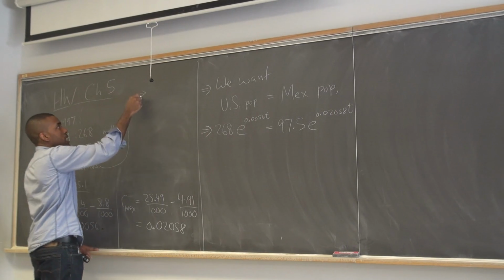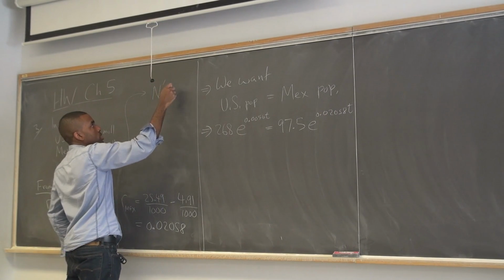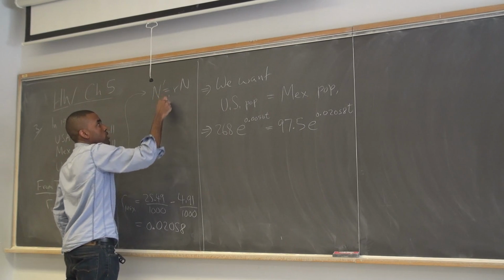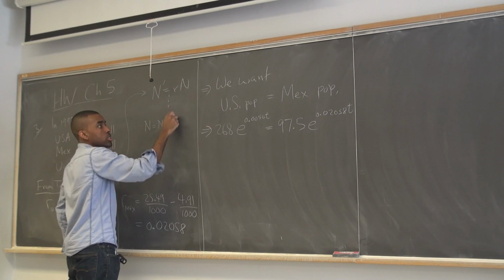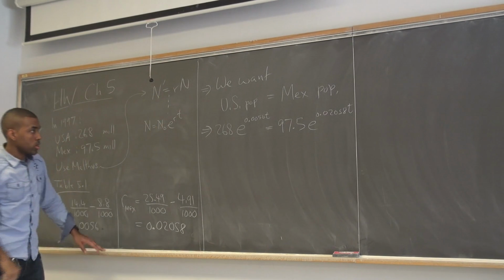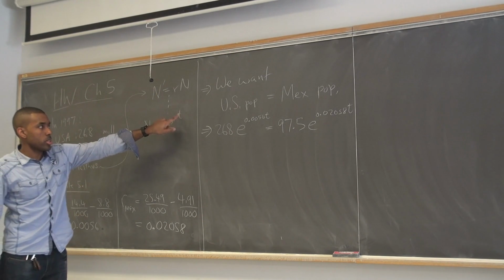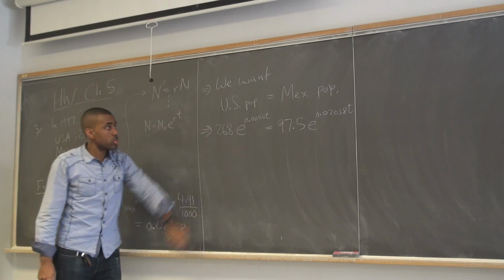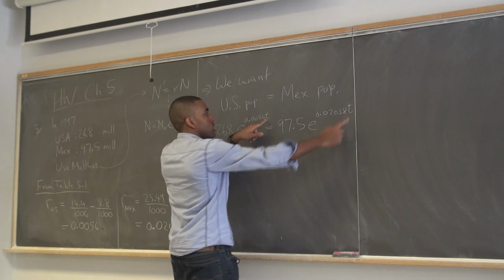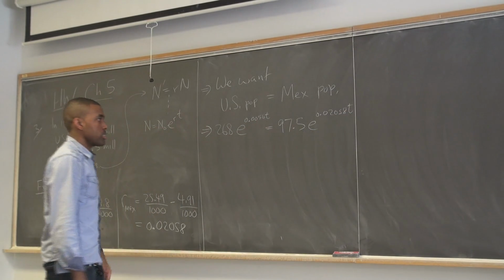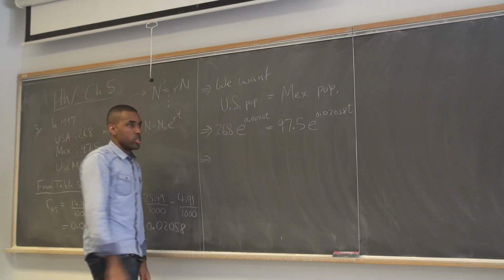Remember, this is because the Malthus model says that n prime is equal to rn. And when you separate the variables, this gives you that n is equal to n naught e to the rt, the initial population times e to the growth rate times t. So I do that for the US and Mexico, and I want to solve for the time when this will happen. When will these actually be equal? All right, how do I do that?